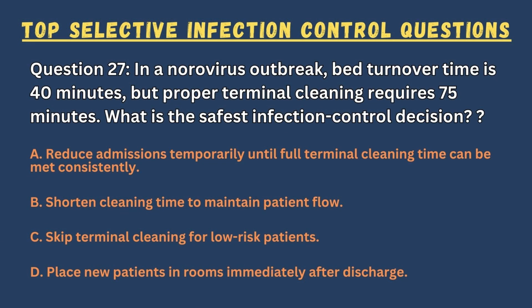Question 27. In a norovirus outbreak, bed turnover time is 40 minutes, but proper terminal cleaning requires 75 minutes. What is the safest infection control decision? A. Reduce admissions temporarily until full terminal cleaning time can be met consistently. B. Shorten cleaning time to maintain patient flow. C. Skip terminal cleaning for low-risk patients. D. Place new patients in rooms immediately after discharge.